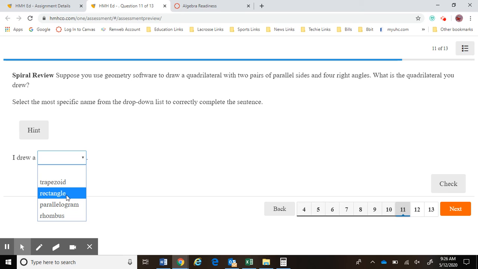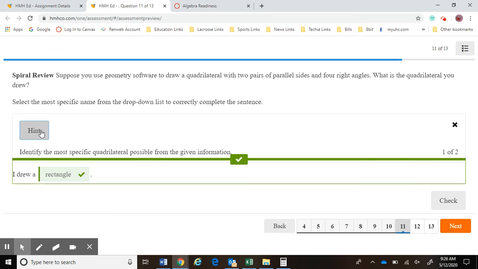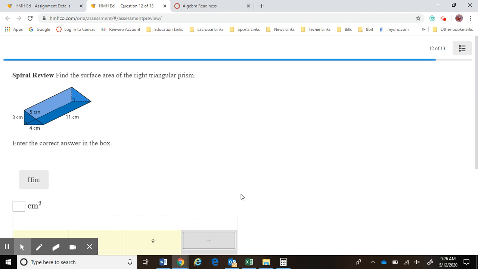A rectangle has 4 right angles, and also has 2 sets of parallel sides. You can see that this box is actually made out of a rectangle. You draw yourself a picture. All right, moving on. Question number 12.